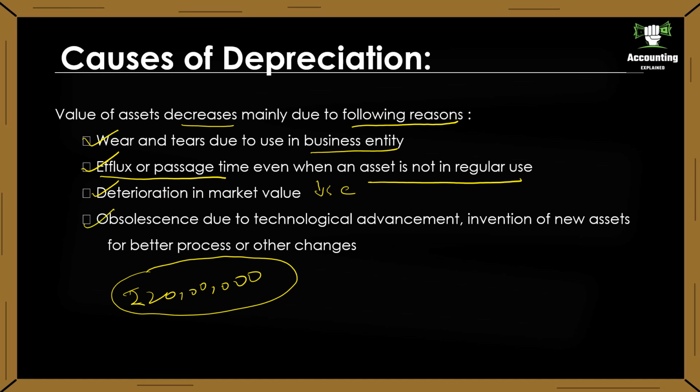Next, obsolescence due to technological advancement, invention of new assets for better process or other changes. Imagine self-driving cars, autopilot cars become mainstream. That has become a hit. Suddenly, a car you need to drive yourself might become less valuable because the technology is outdated. The car that needs a driver may become outdated. The car which drives on its own might become a hit, right? This is similar to how old computers became obsolete with newer advancements.